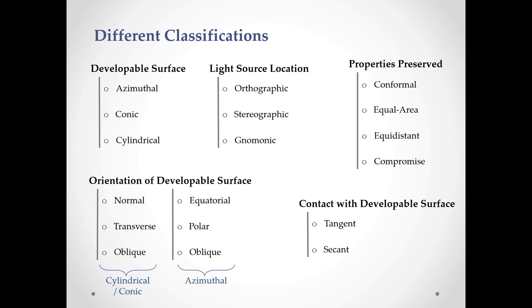Different classifications. As per the developable surface: azimuthal, conic, cylindrical. Light source location: orthographic, stereographic, gnomonic. Properties preserved: conformal, equiarea, equidistant, compromise. Orientation of the developable surface: normal, transverse, oblique, equatorial, polar. Contact with the developable surface: tangent and secant.